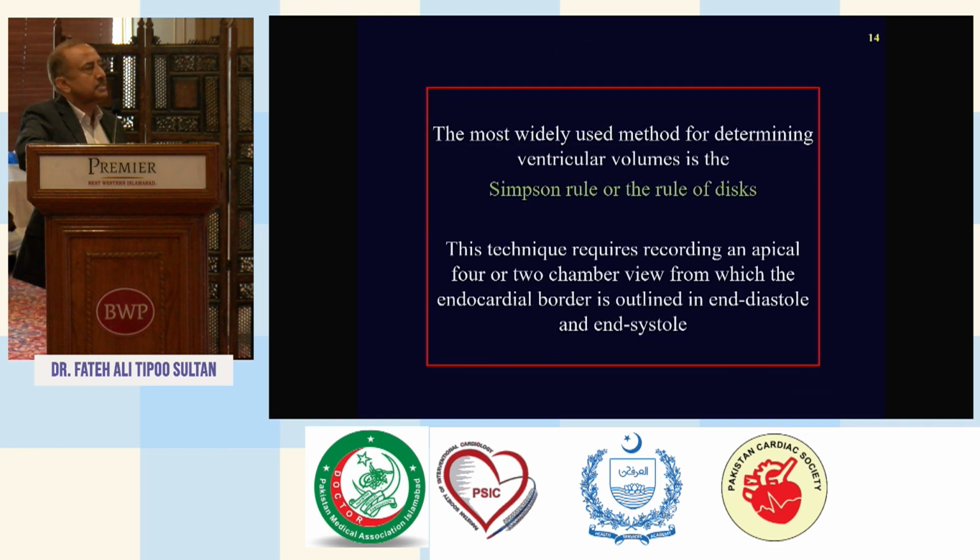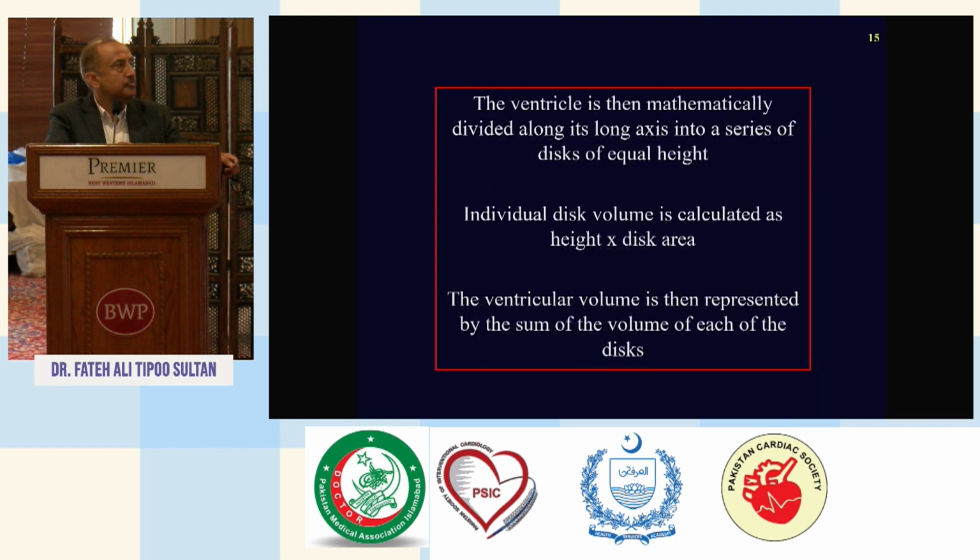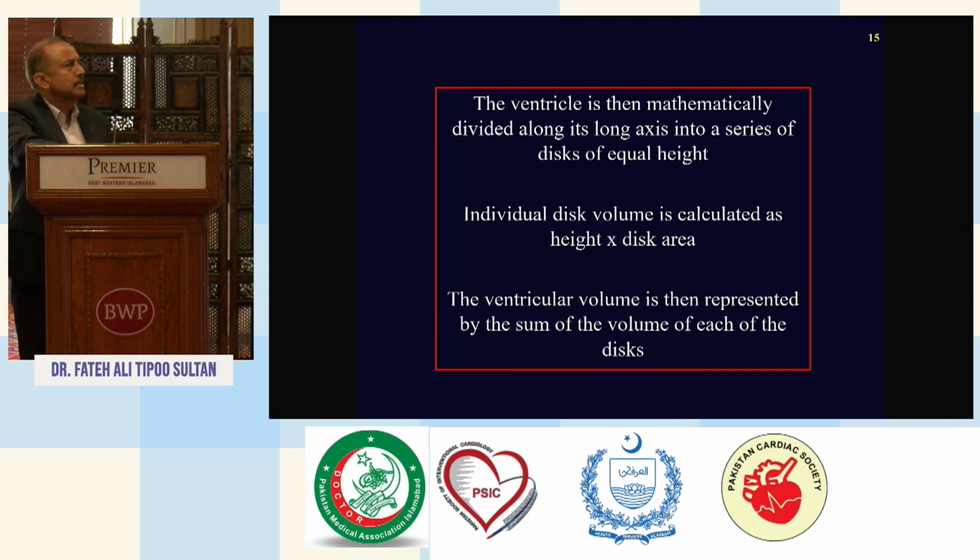The most widely used method for determining ventricular volumes is the Simpson rule or the rule of discs. This technique requires recording of an apical 4-chamber view or a 2-chamber view, and then you can trace the endocardial border in end diastole as well as in end systole. And when you trace the border, the ventricle is mathematically divided along its long axis into a series of discs, which the software automatically does for you.